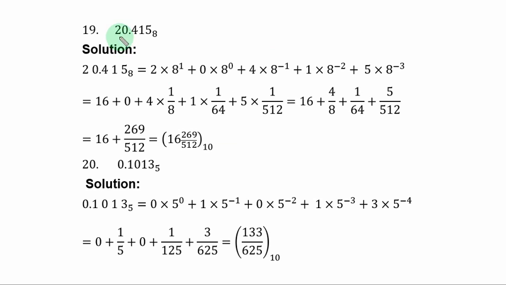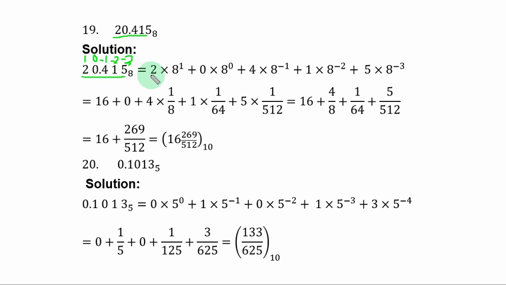Example 19, you have 20.415 base 8. This is the given number. You assign the position where this is 0, this is 1. To the right, you have -1 followed by -2 and -3.